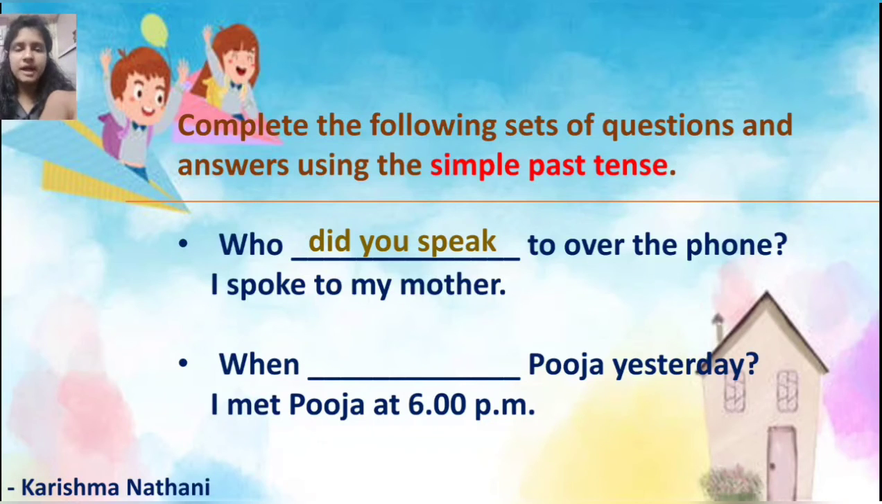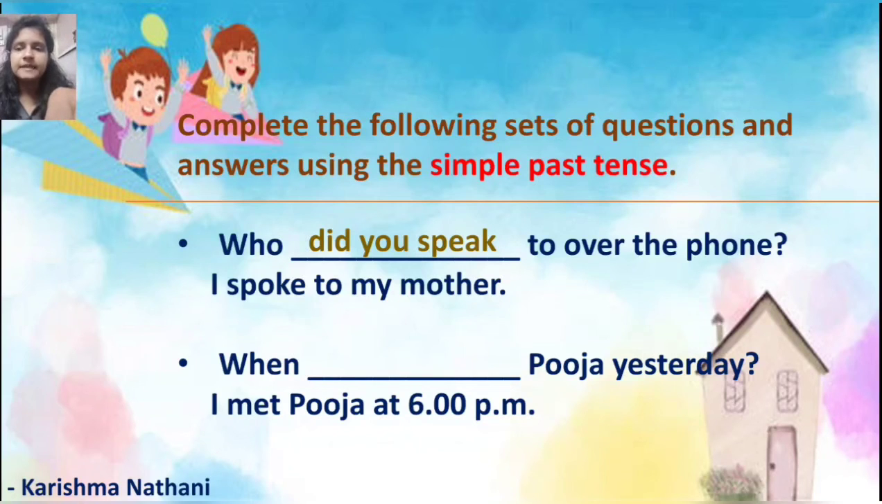We have to remove I and put you because it is asking a question, and spoke to speak because we are using did. So we have to put the present form, speak. Who did you speak to over the phone? Answer is: I spoke to my mother. Someone is asking you, so did you? And you have to answer I.